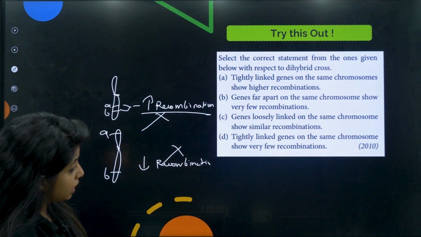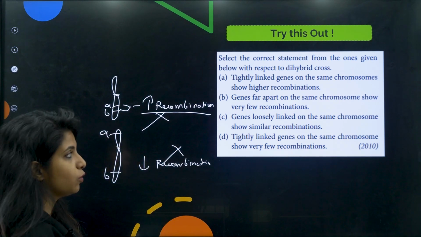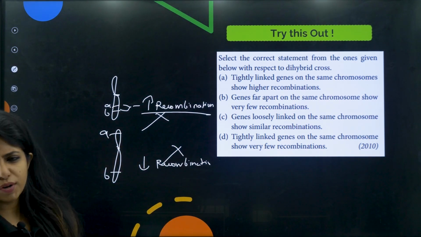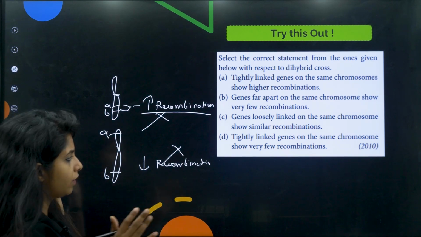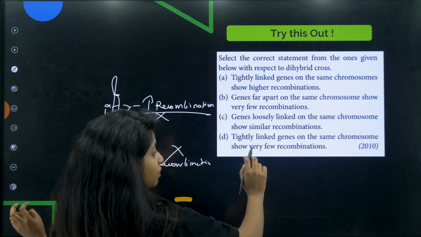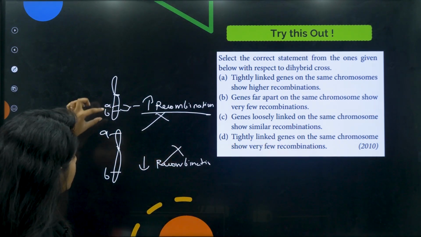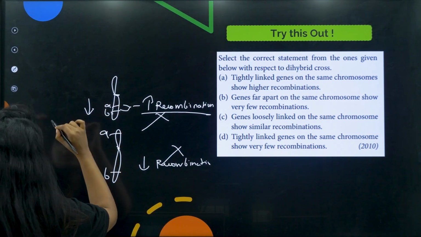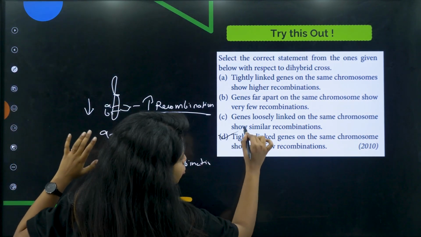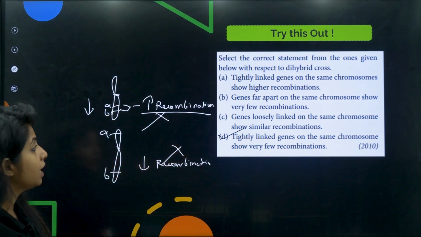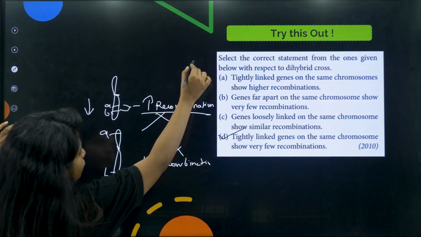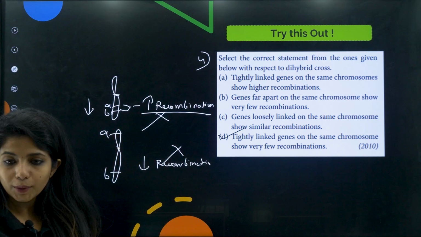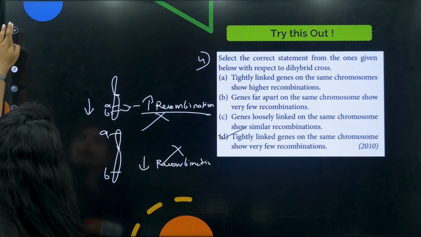Now, genes loosely linked on the same chromosome show similar recombination. What is similar recombination? We cannot define that. Tightly linked genes on the same chromosome show very few recombination, and this is exactly true, children. This came in 2010, and this will be your fourth question if I am right. Okay, done. Going ahead, what do we have?